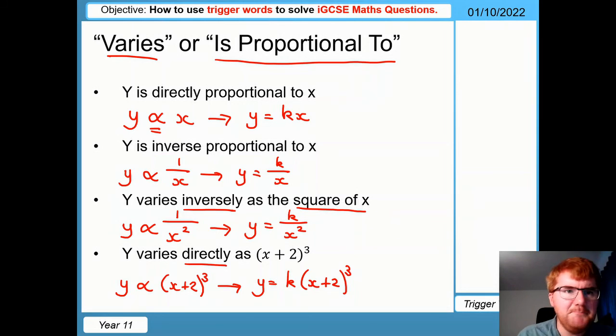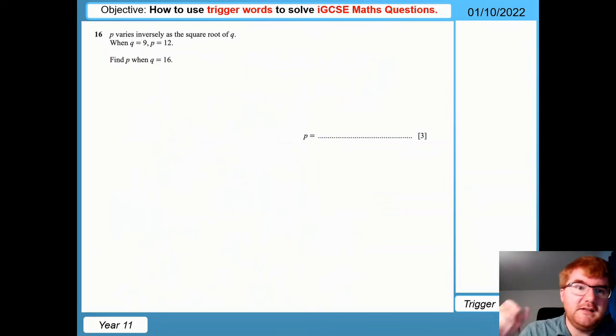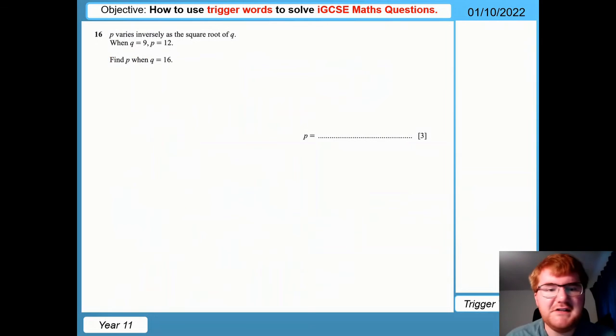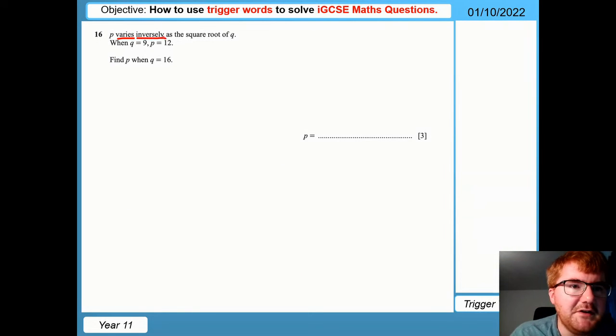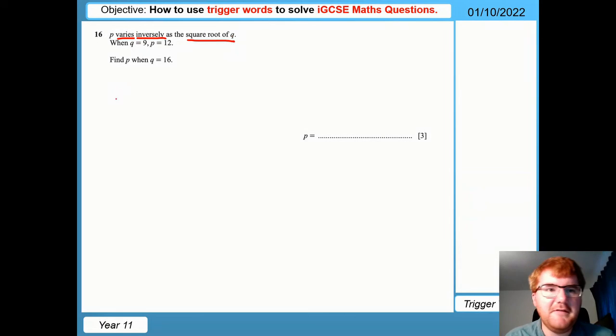My example on the next slide goes through, again, a slightly different wording on the same idea. So this is, again, another iGCSE question here. So P varies. So I've seen that word varies, so I'm thinking about this slide here. Inversely, so I know there's a fraction involved, but this time as the square root of Q. So let's have a think how this works.